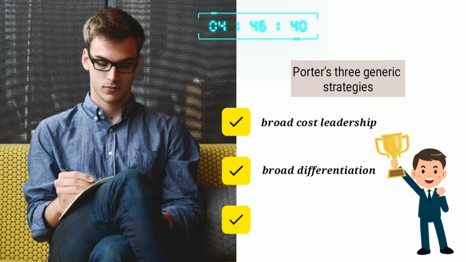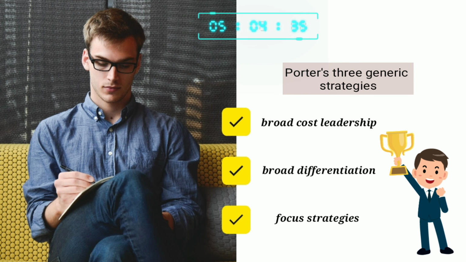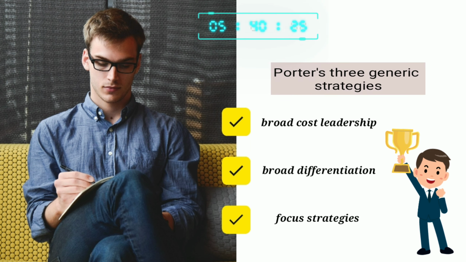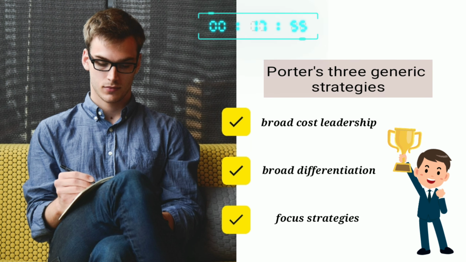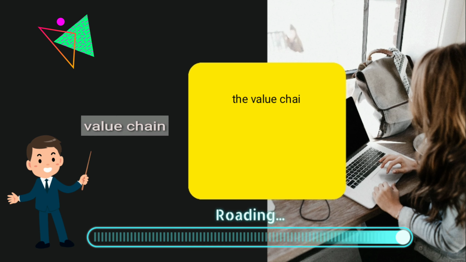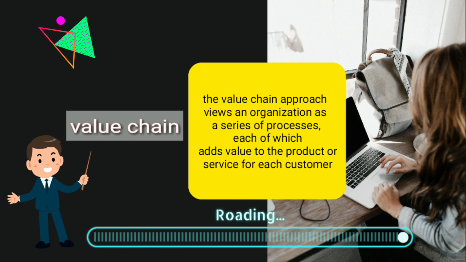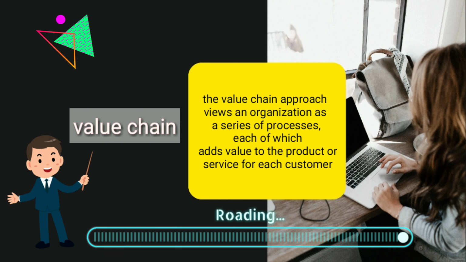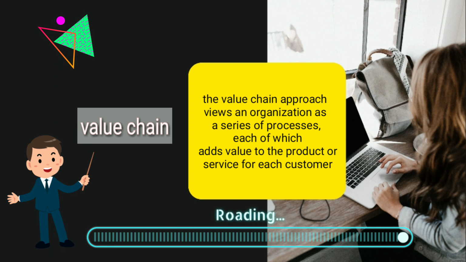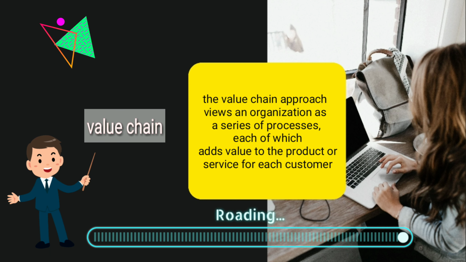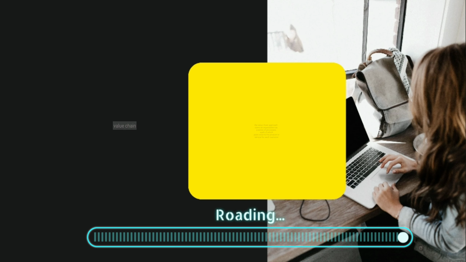Porter's 3 generic strategies: firstly, broad cost leadership; second, broad differentiation; third, focus strategies. Value chain. The value chain approach views an organization as a series of processes, each of which adds value to the product or service for each customer.